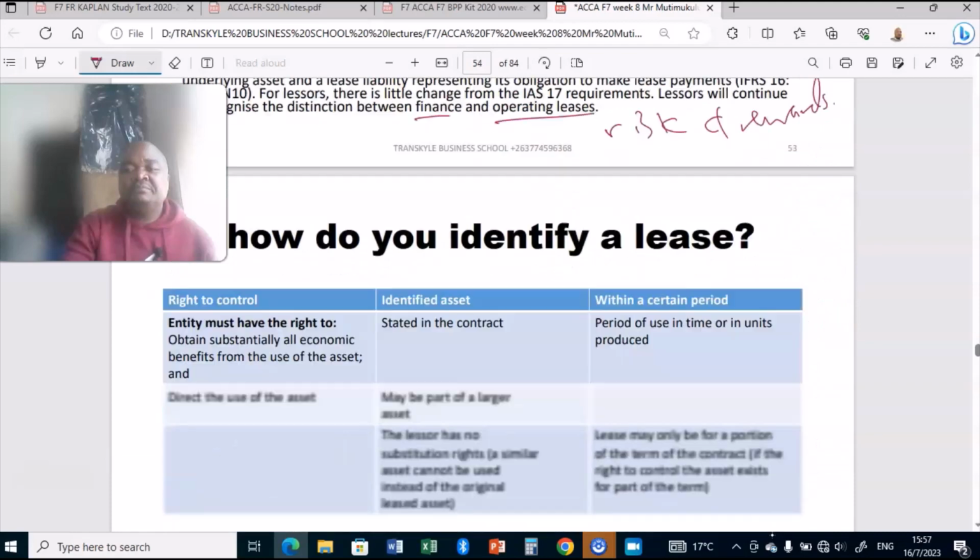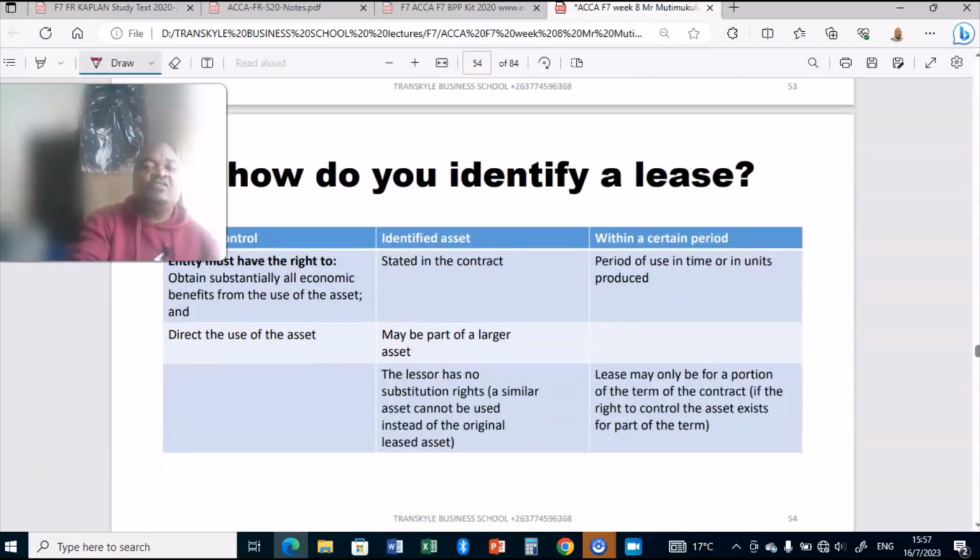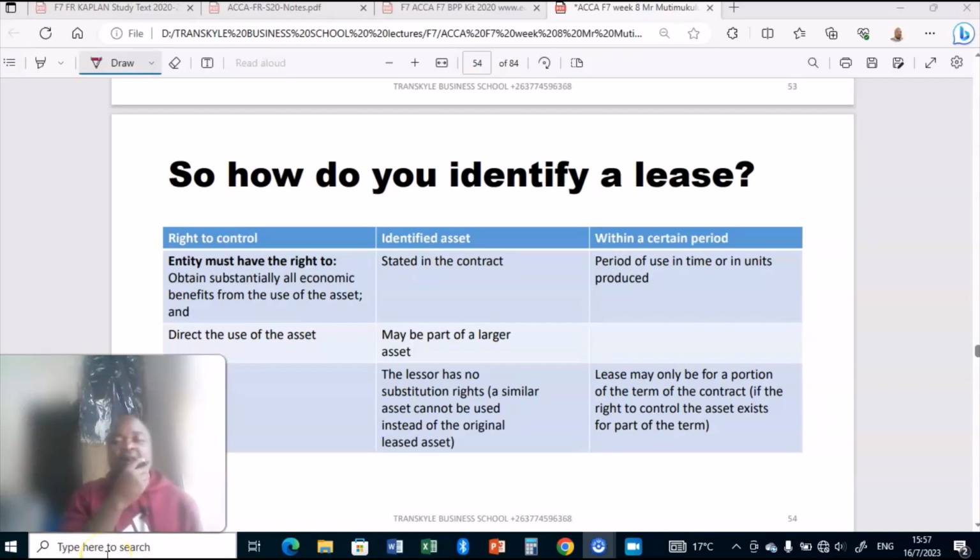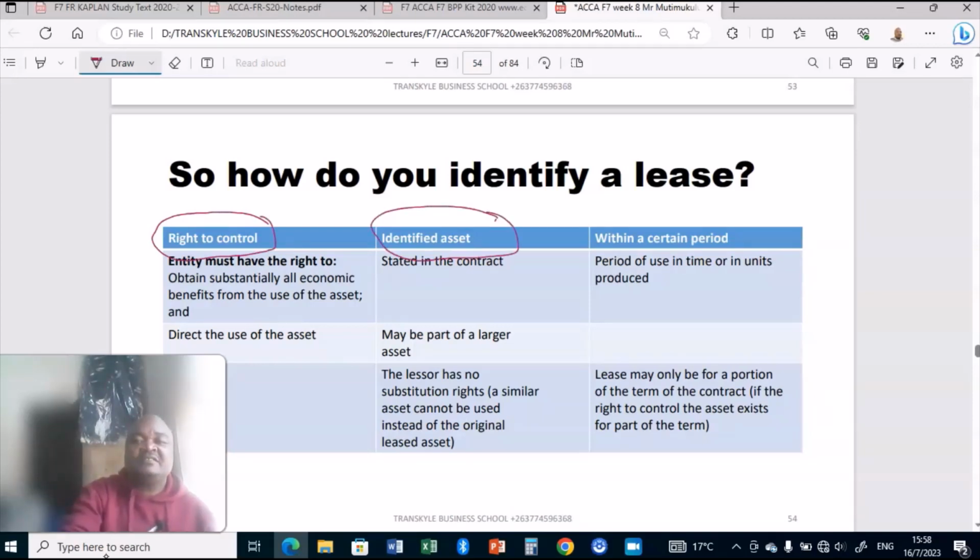Okay, let's try to move on. Now, how do you identify a lease? Remember from our definition, there should be a right to control an identified asset within a certain period of time. Which means an entity must have the right to obtain substantially all economic benefits derived from the use of the asset. So this should be direct use of the asset.